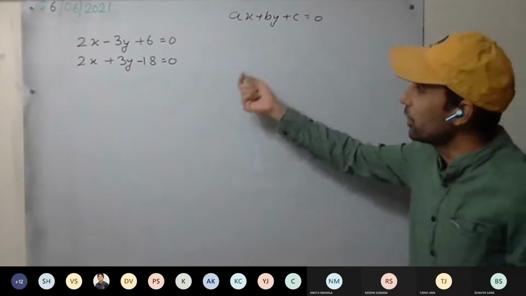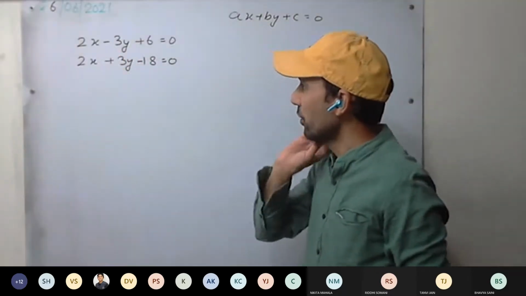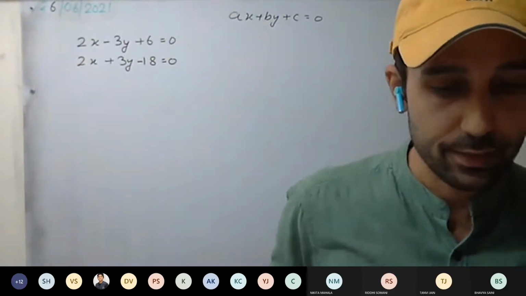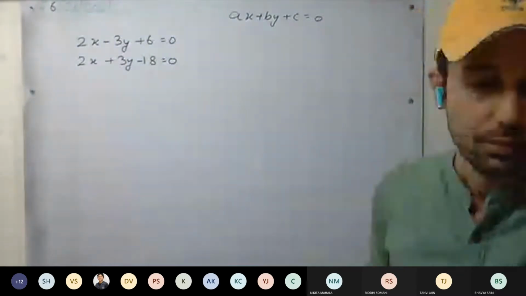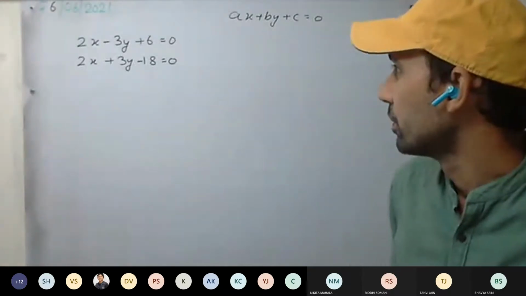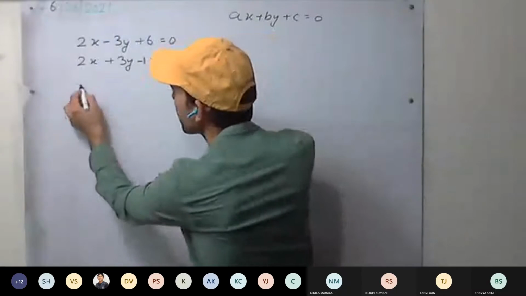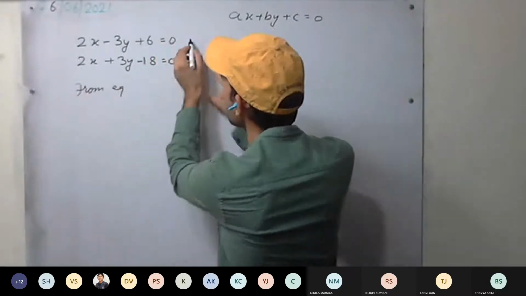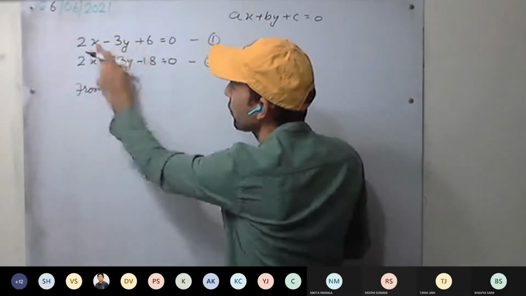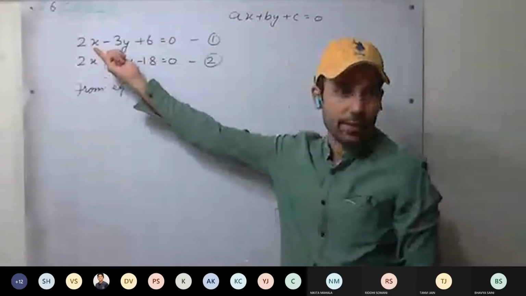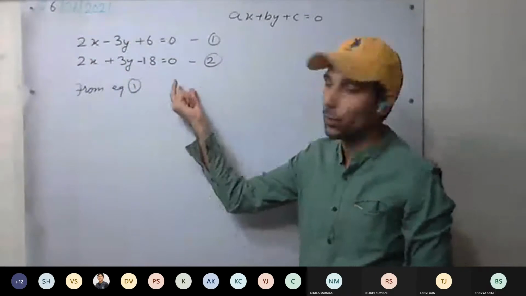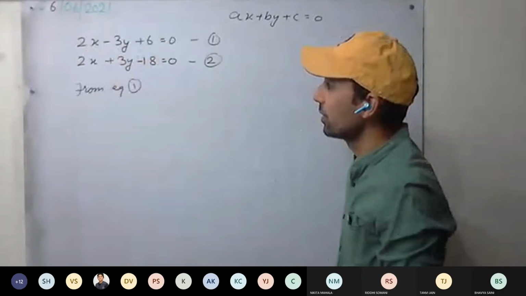Always remember this one. For substitution, what we usually do is calculate the value of x from the first equation. Which one should we use, first or second? This is our first equation, this is our second equation. From the first equation we calculate the value of x or y. It's easier to calculate the value of x because 2 will be in the denominator. If you calculate y, 3 will be in the denominator.